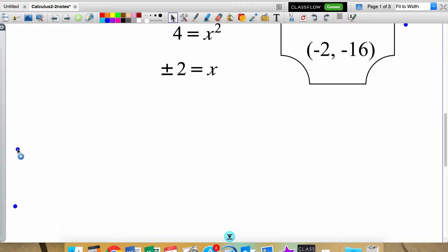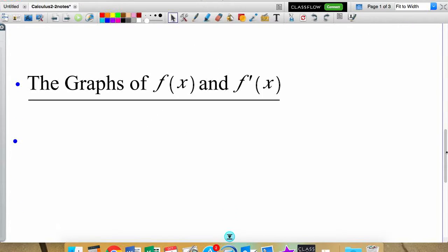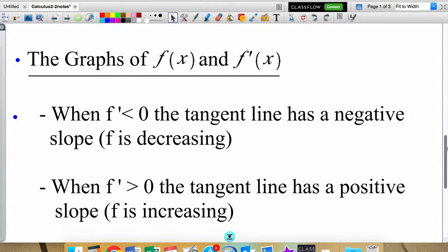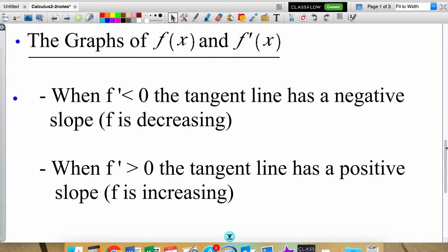The next thing we're going to talk about is the graphs of f of x and f prime of x. Keep in mind that f prime is calculating the slopes of the tangents. So, if f prime is negative, then the tangent has a negative slope. Another way to describe this is when f is decreasing. Likewise, if f prime is positive, then the tangent line has a positive slope, and f is increasing. Next, we're going to apply these to matching graphs of f and f prime of x.